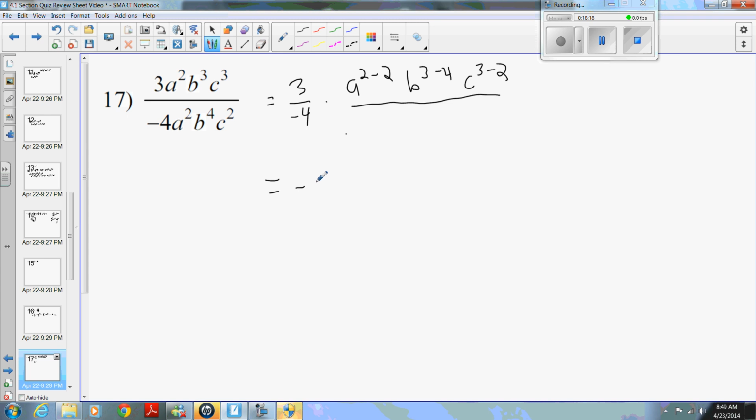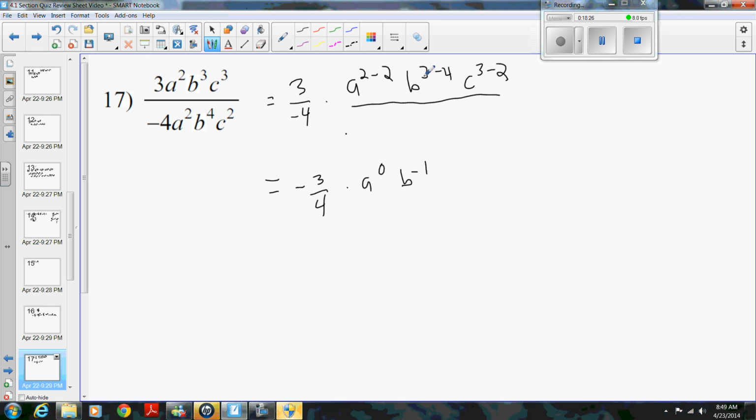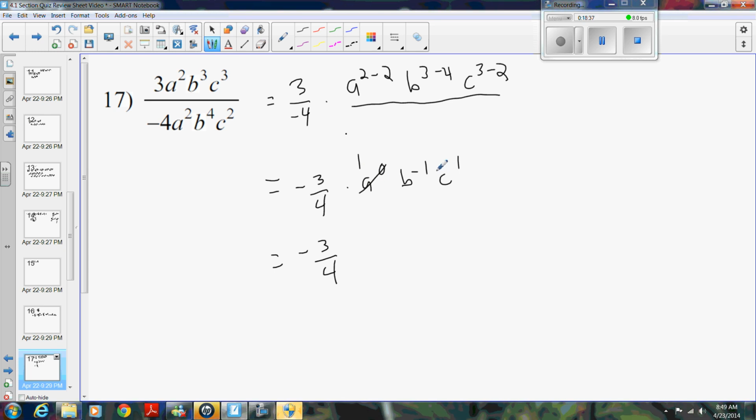3 over negative 4 will just move out to being negative 3 over 4 for right now. A to the 2 minus 2, that's a to the 0. B to the negative 1, 3 minus 4, c to the first power. Okay, so let's then deal with this fraction that results. I'll keep negative 3 over 4. A to the 0 is 1. Anything raised to the 0 power is 1. B to the negative first.